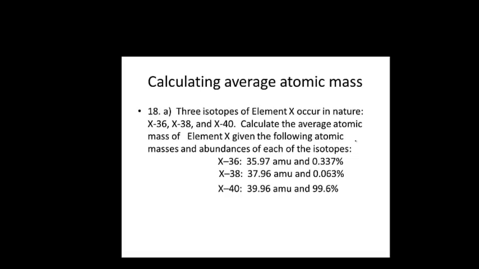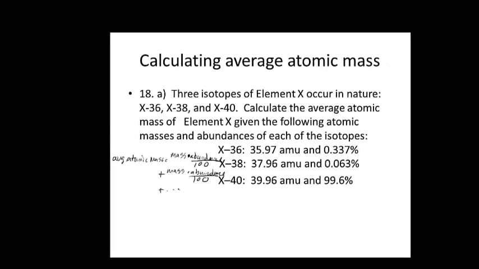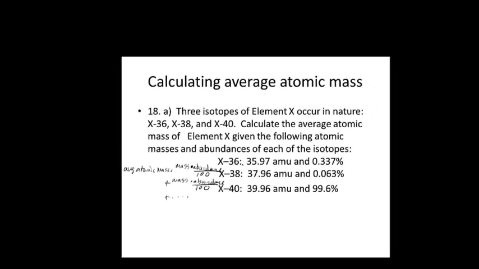If we're looking at calculating average atomic mass here, if you remember, our formula is average atomic mass is equal to your mass times abundance, divided by 100, plus your mass times abundance divided by 100. And you keep doing that for all your isotopes. So we have 3 isotopes here, so we're going to do that for all of them.